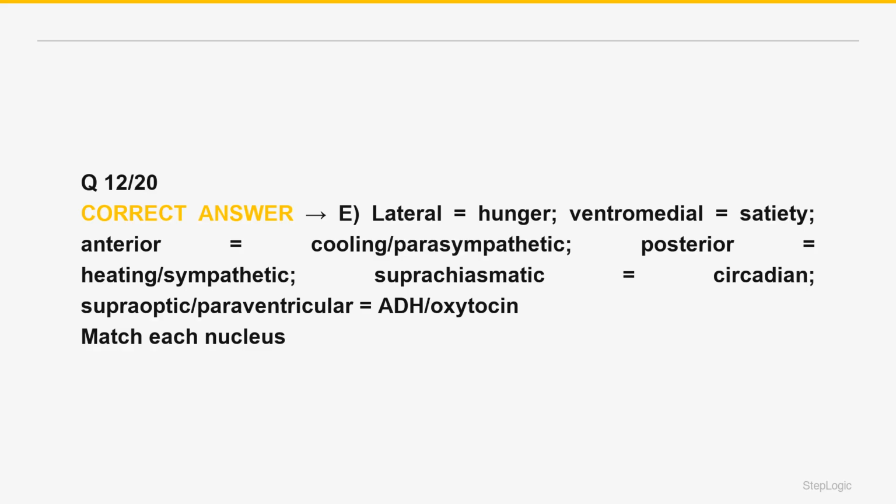The remaining high-yield nuclei: the suprachiasmatic nucleus regulates circadian rhythm, receives retinal input, and controls the sleep-wake cycle and melatonin. You need sleep to be charismatic. The supraoptic nucleus makes ADH vasopressin, and the paraventricular nucleus makes oxytocin, both released from the posterior pituitary. The trap options swap hunger and satiety and heating and cooling. The lateral hunger, ventromedial satiety, anterior cooling, posterior heating, suprachiasmatic circadian set is the correct match.